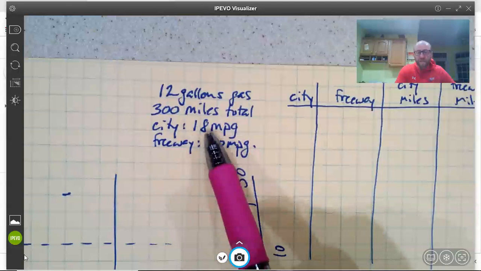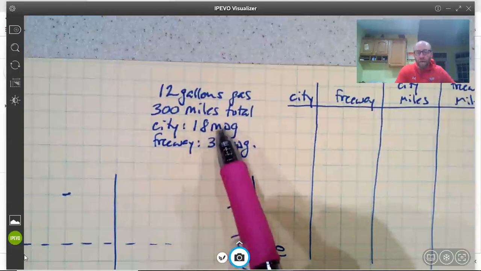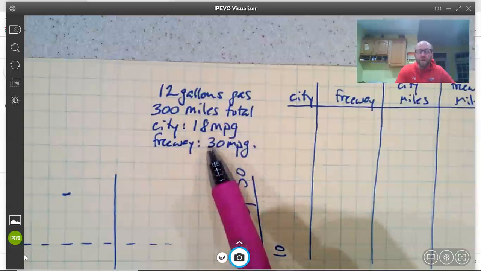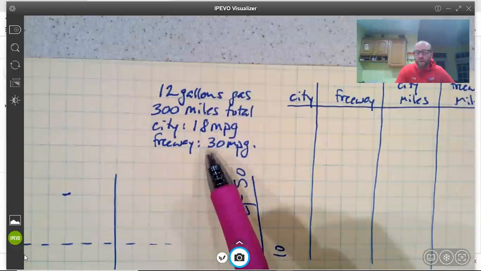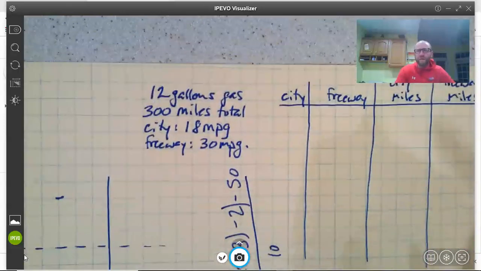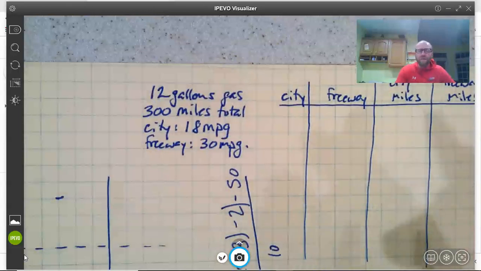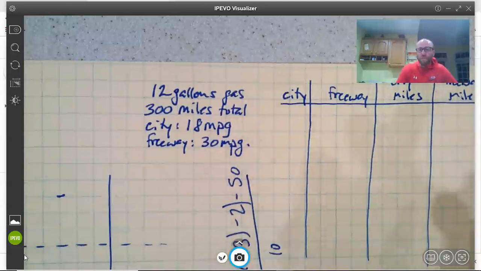He knows that in the city, he gets 18 miles for every gallon he uses, and on the freeway, he'll get 30 miles per gallon. That's typical. In the city, there's lots of stop and go, and you're sitting at lights, and you don't get the same fuel efficiency that you would get out on the highway.